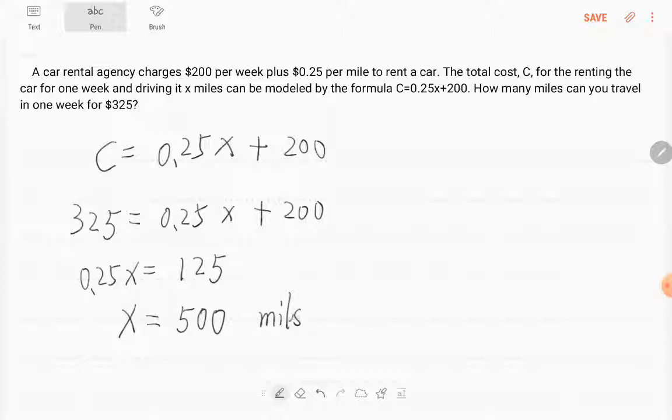That means if you drive 500 miles, then the total cost you need to pay the rental agency for 1 week is $325.